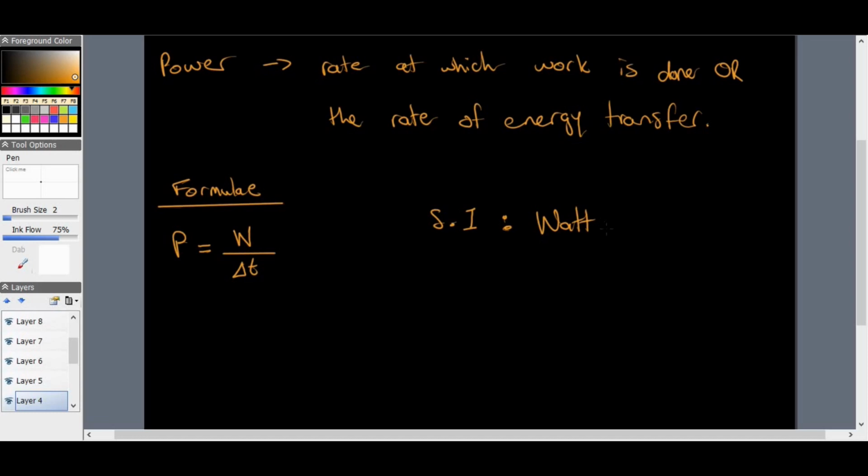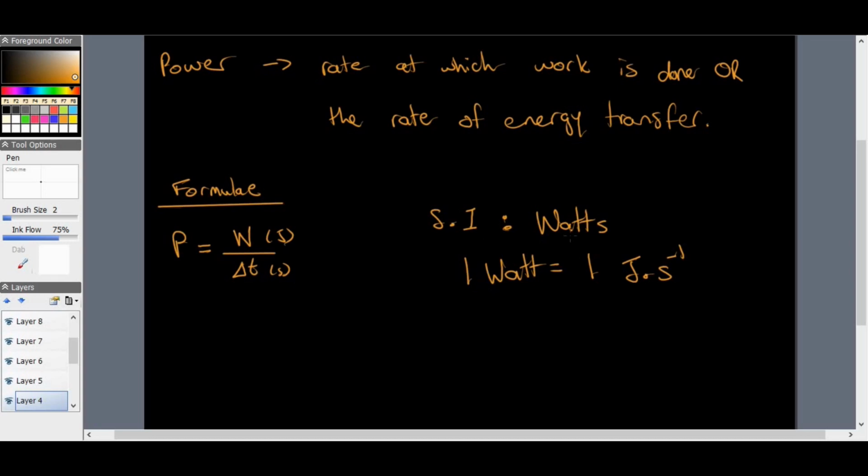Okay, watts. 1 watt is basically equal to, let me just leave it as it was, 1 joule per second. 1 watt is the same as 1 joule per second. Why? Because work is measured in joules and time is measured in seconds. 1 joule per second, 1 watt. So whenever we talk about watts, we're talking about power.